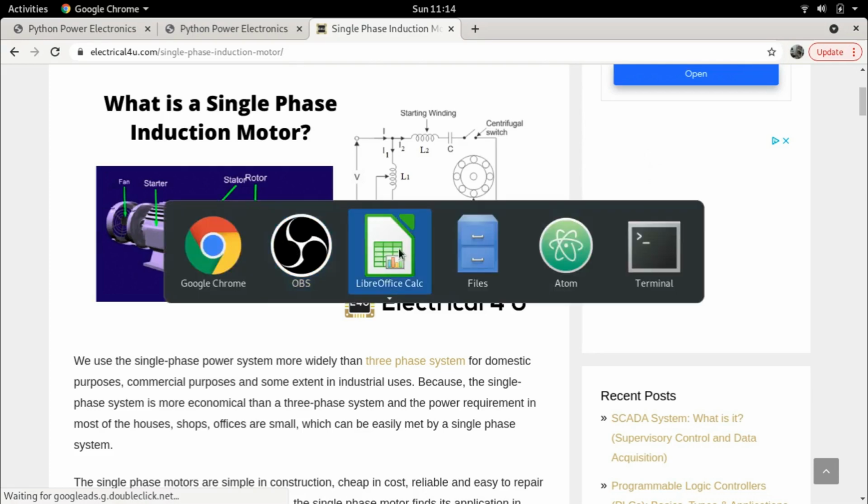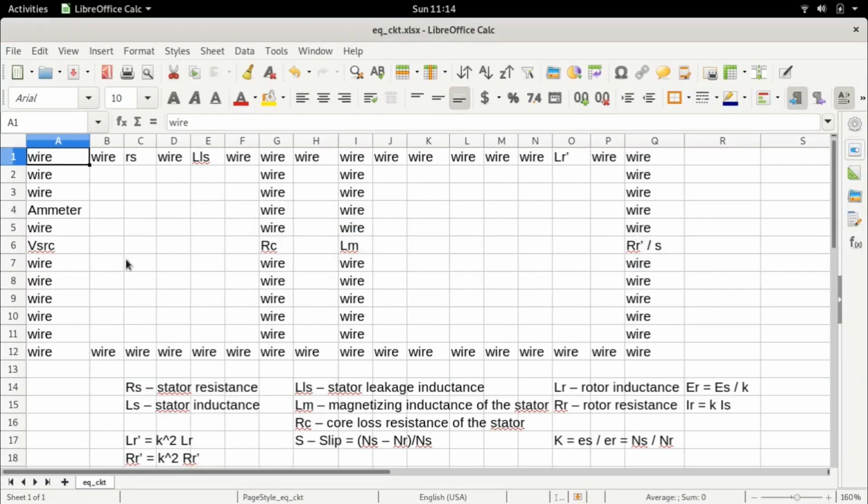Those dynamical equations are going to be slightly different from this equivalent circuit. The reason is this equivalent circuit is more of a steady state equivalent circuit. It is extremely useful to determine the steady state operating condition of an induction motor, and it is used very often in analysis to determine what the speed would be, what the efficiency would be, and so on and so forth.